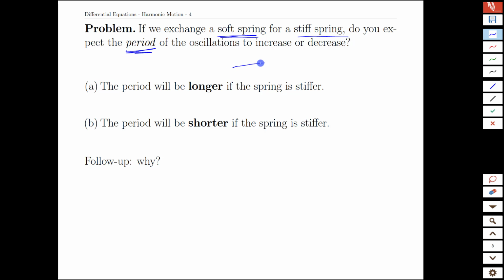And try to imagine, again, you've got this mass. It was oscillating before, back and forth, back and forth. And then you swap out a soft spring for a stiff spring. What does your intuition tell you will happen to the period, how long it takes to complete one back and forth cycle? Take a moment, then we'll check in.